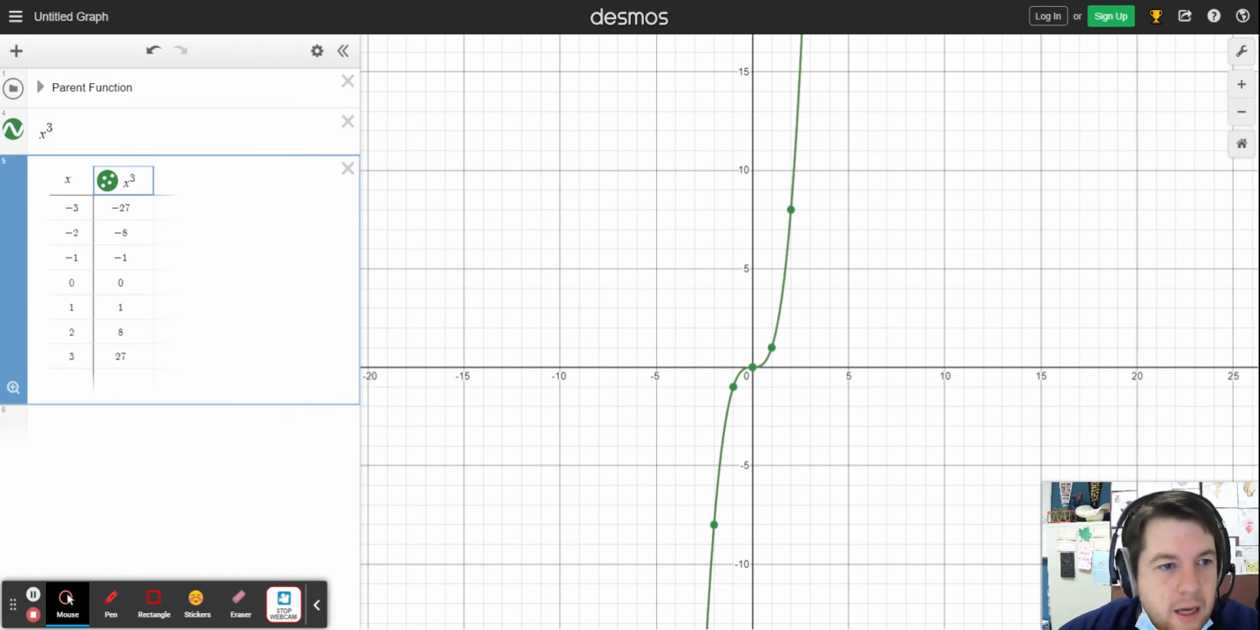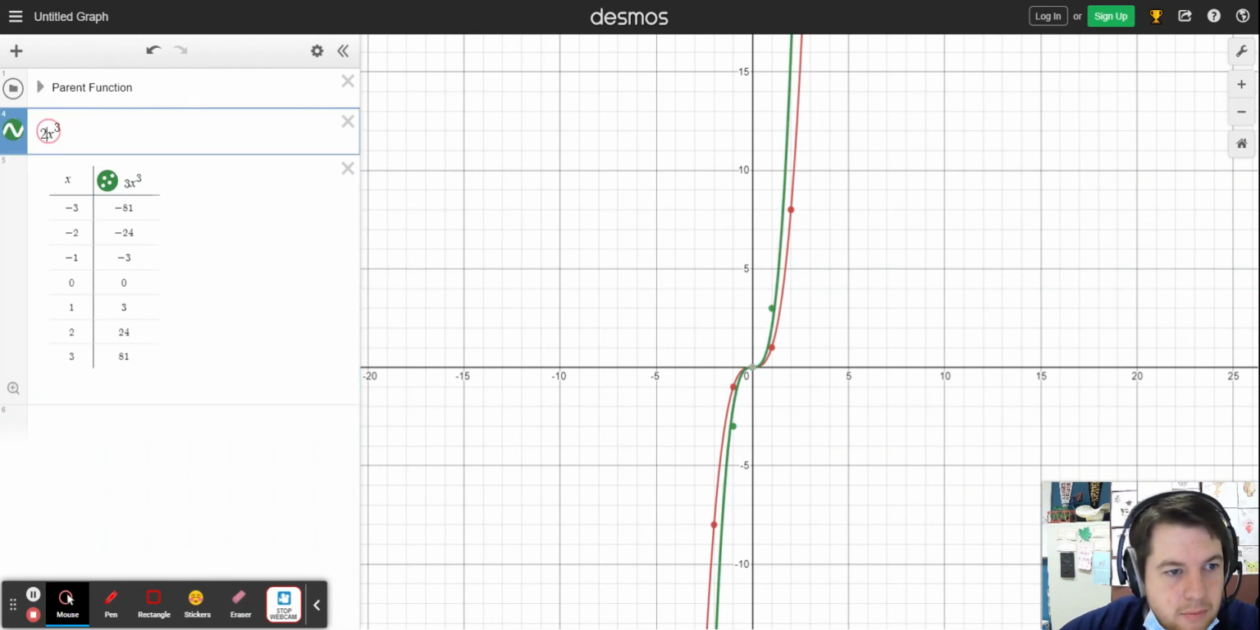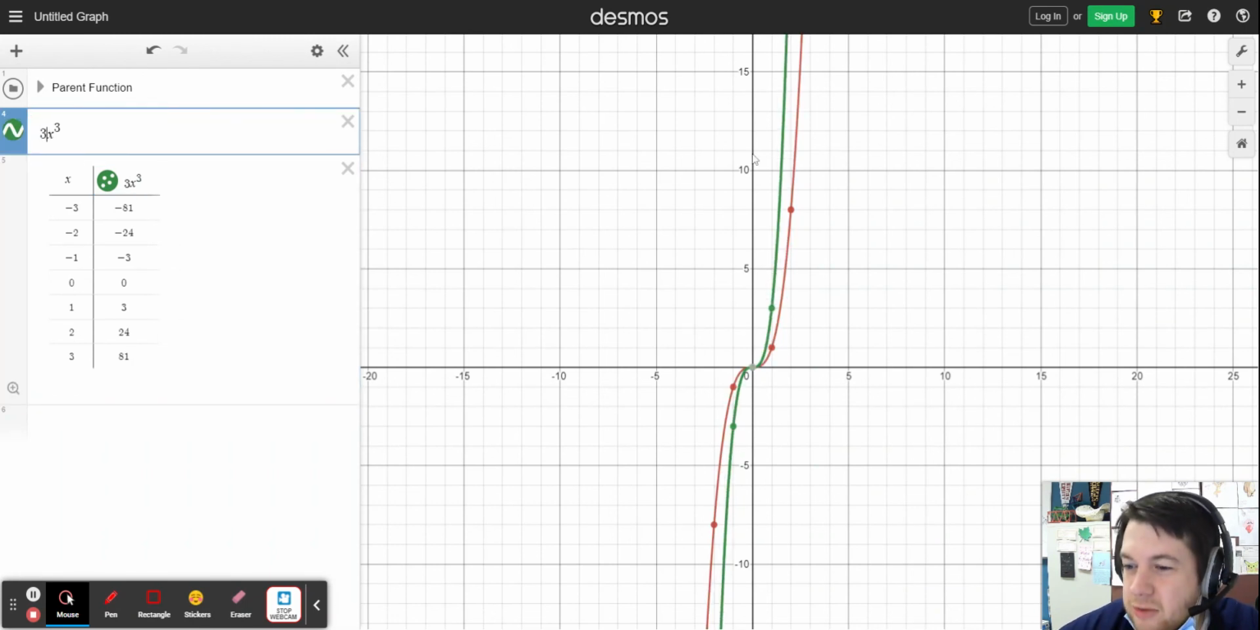If we were to, let's say, double, now all the outputs double in value. Instead of being (1, 1), it's (1, 2). Instead of being (2, 8), it's (2, 16). Instead of being (3, 27), it's (3, 54). I could triple them, and it just stretches and gets larger.